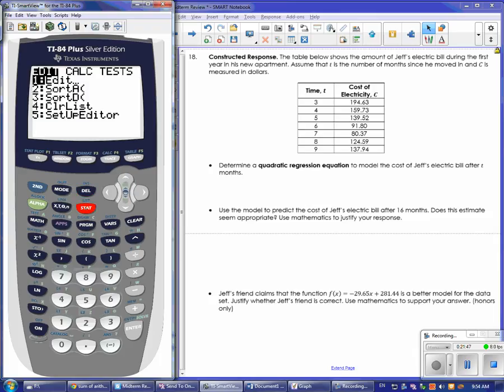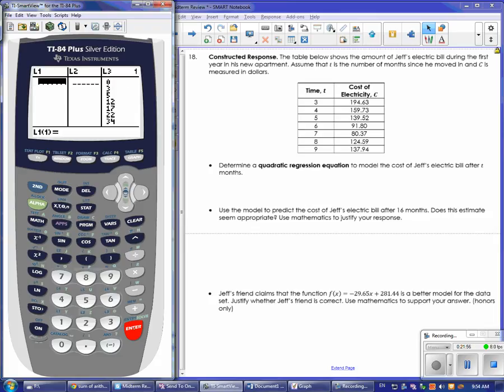If you go back to your stat menu, you'll see that option 5 is the setup editor, and if you choose that and press enter, it'll say done. If you go back into your stat menu, your list is back. So clear will clear the list. Delete will actually make it disappear. So make sure that you're using clear and not delete.